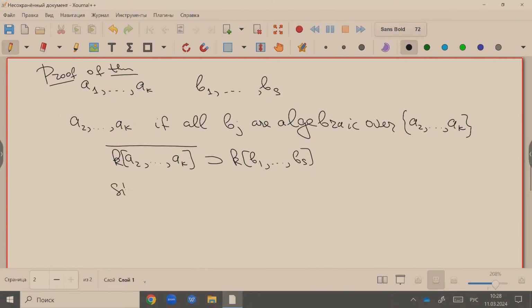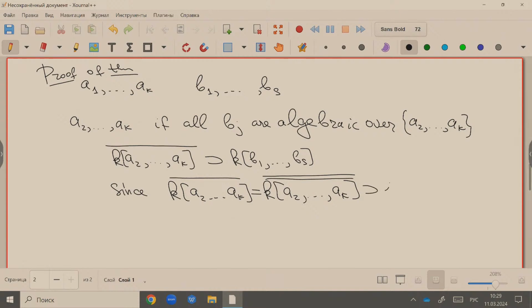and since if you take a double algebraic closure, it will contain the algebraic closure of B1, ..., BS, and this will coincide with the whole space, with the fraction field of A. This implies that A1, A2, etc., AK is a transcendence basis.